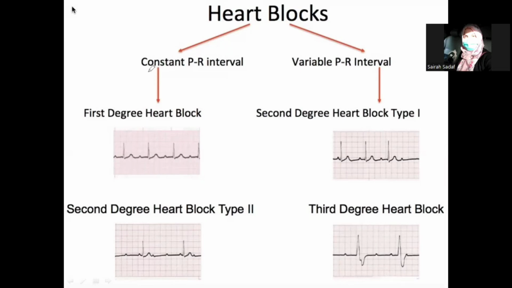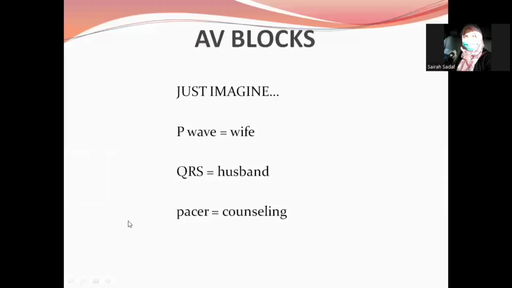Like we have AV blocks where the PR interval is constant, and we have AV blocks where the PR interval is variable. Among the constant PR interval, we have first degree AV block, and then second degree AV block, that is actually type 2. And among the variable PR interval AV blocks, we have second degree type 1 AV block, and then third degree AV block. Now, our story will start here.